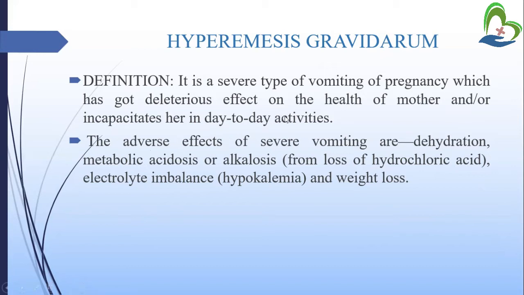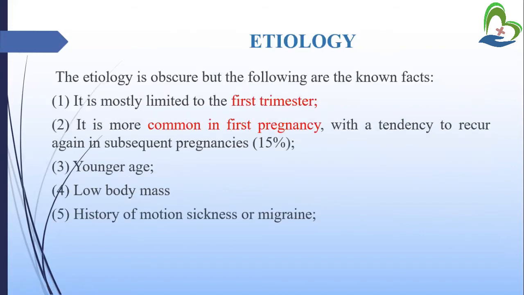And the adverse effects of severe vomiting are dehydration, metabolic acidosis or alkalosis, electrolyte imbalance and weight loss, which is the severe type of vomiting, hyperemesis gravidarum. The mother can have dehydration, metabolic acidosis and alkalosis, electrolyte imbalance, and weight loss due to hyperemesis gravidarum.